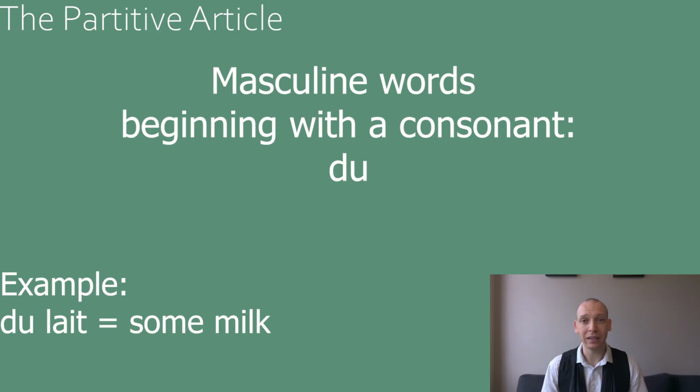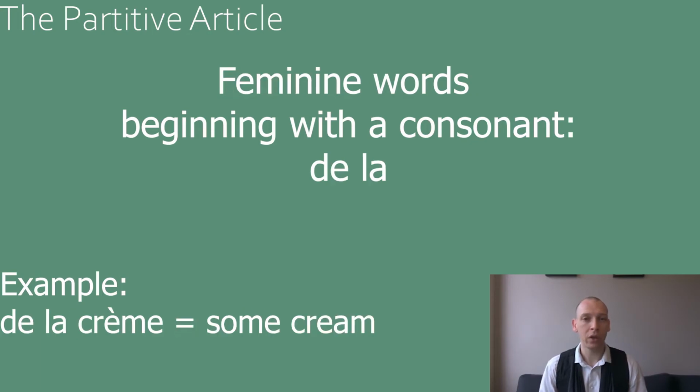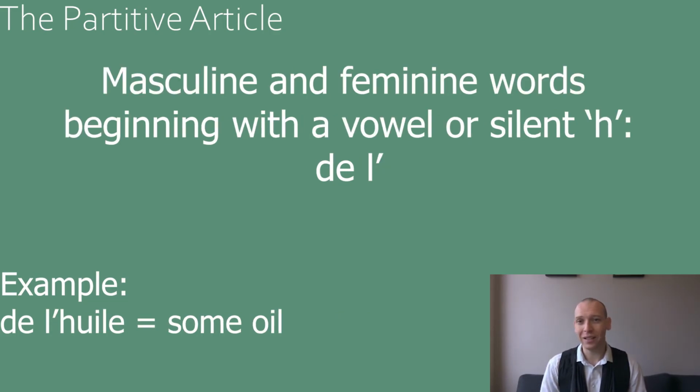So the masculine partitive article for words beginning with a consonant is du. For example, du lait, some milk. The feminine partitive article for words beginning with a consonant is de la. For instance, de la crème, some cream. The partitive article for words beginning with a vowel or a silent H is de and then an L apostrophe. For example, de l'huile, some oil.